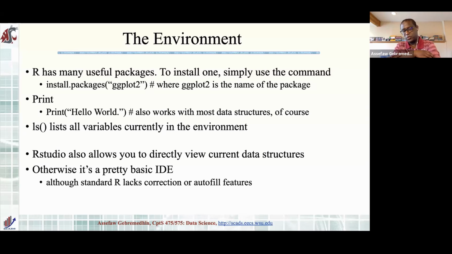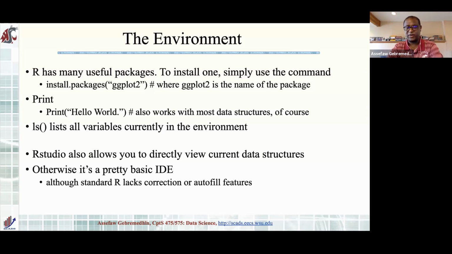When you have started working in an R session, you will have variables that are active in your environment. Just like you would use ls to see what content you have in a particular directory, you can do that in your R session, in RStudio, or in the standard console. You can see the variables listed with the command ls. It will also allow you to directly view your current data structure.